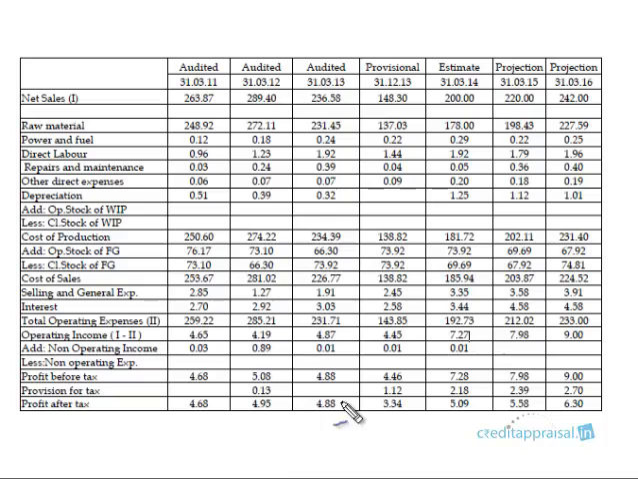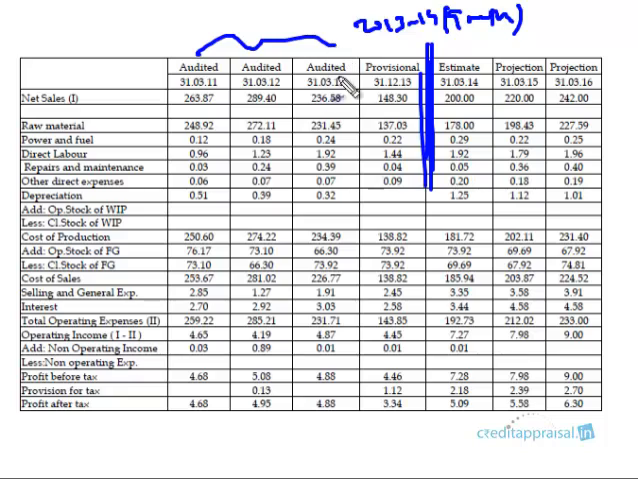So let us look at the data. So as you can see, we have 3 years actuals, 11, 12, 13. We also have the provisional balance sheet for the first 9 months of this financial year, 13, 14. Okay, first 9 months we have the provisional. So till here is the actuals. Okay, all these are actuals, and then from here is the projections. 14, 15, 16 are the projections.